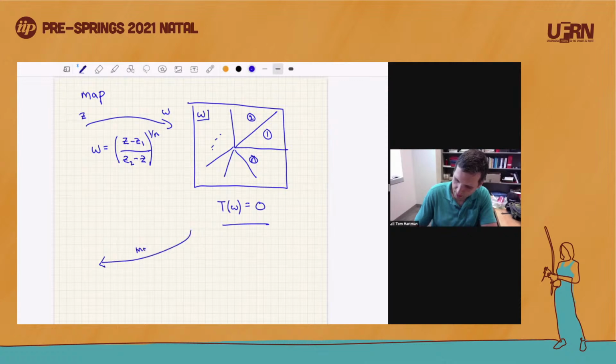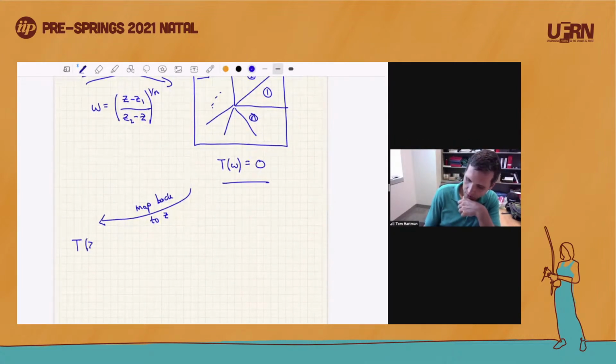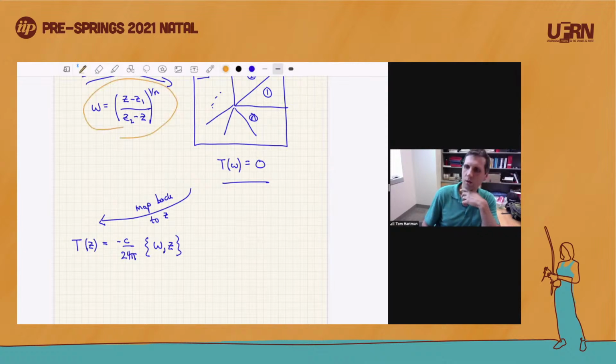Now we can map back to the z plane, and to calculate T of z, we just use the anomalous transformation law for the stress tensor, which says that T of z is minus c over 24 pi times the Schwarzian derivative of w with respect to z. This is easy to calculate. I'm not going to go through the algebra, but you just plug in this w to calculate your Schwarzian derivative.